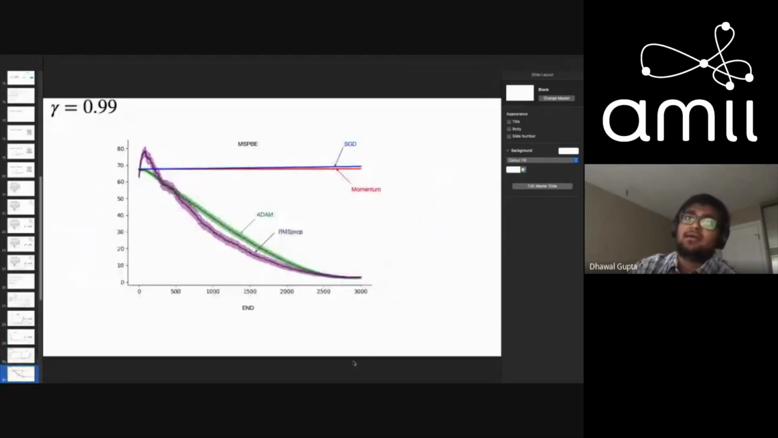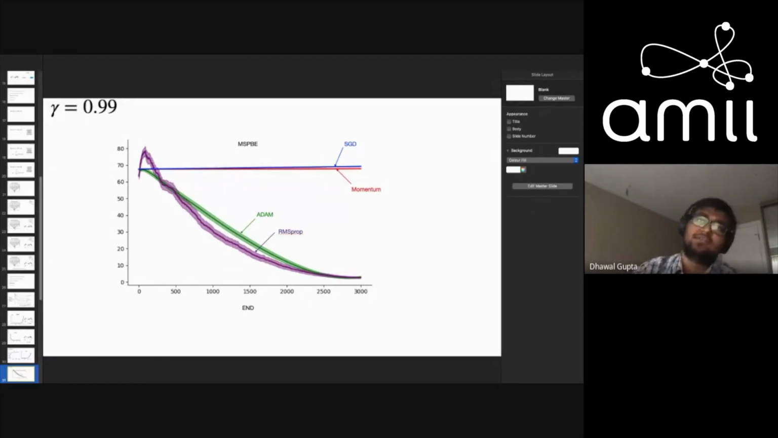Now, when we apply RMS prop and Adam to this problem, we actually see the mean square projected Bellman error goes down. This is basically optimized for the end performance, where we optimize for the last 10% of the performance over all the parameters that we sweep.